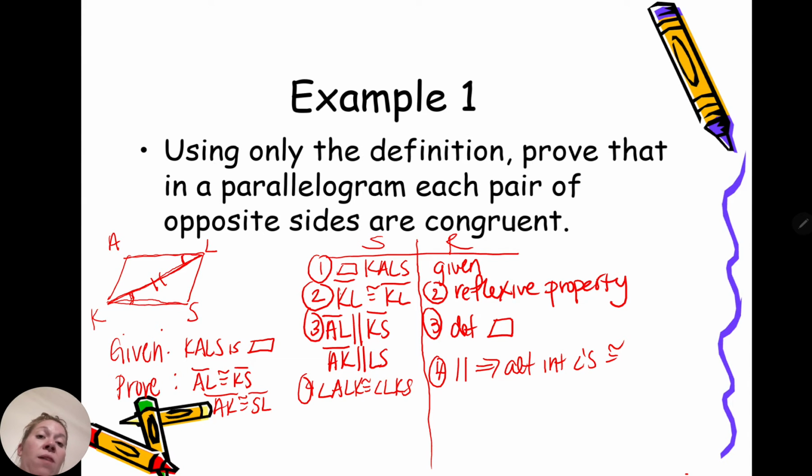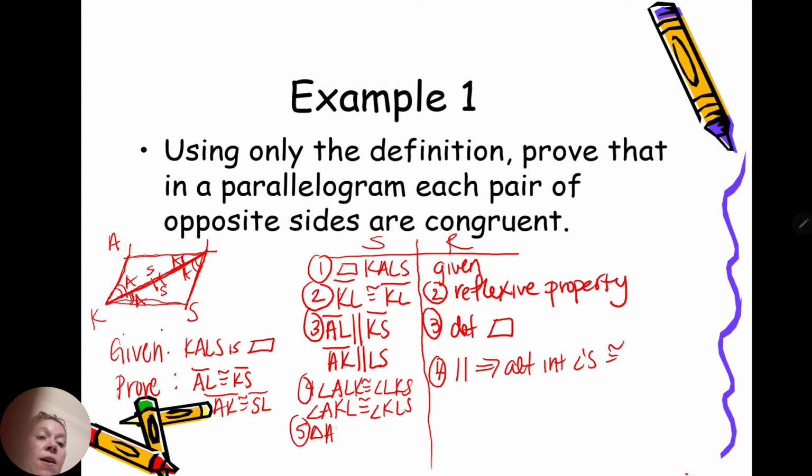All right. Well, we have another set of parallel lines here, and AKL is going to be congruent to KLS, because alternate interior angles are congruent. So AKL is congruent to KLS. And again, since it's the same reason, I'm going to leave it under the same number. And now I have congruent triangles because we have ASA. So let's throw that in there.